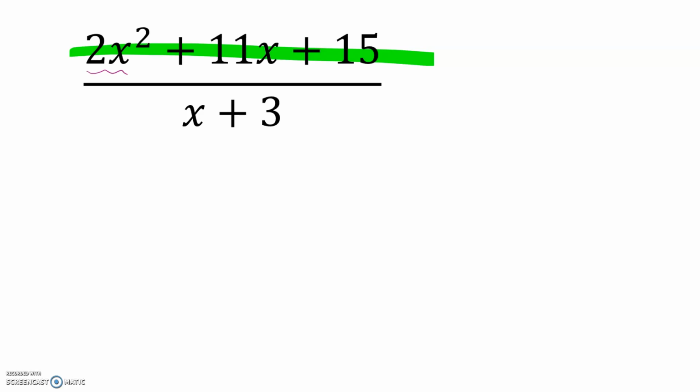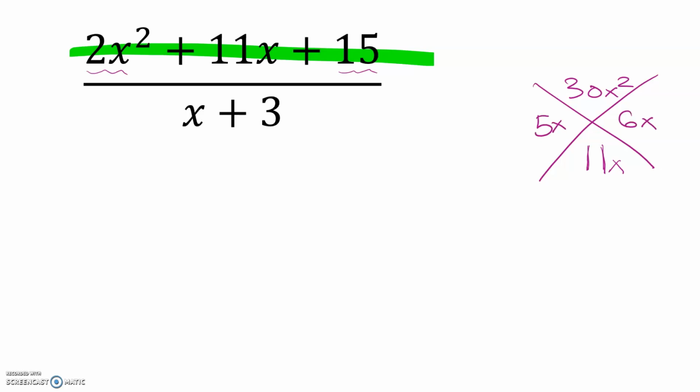I have a trinomial, so I'm going to look at those two terms and I would get 30x squared. And I'm going to create an x puzzle. I'm going to figure out what my product is that gives me 30x squared, that gives me a sum of 11x. So what can I multiply to get 30x squared, but I add it to get 11x? And the answer would be 5x and 6x.